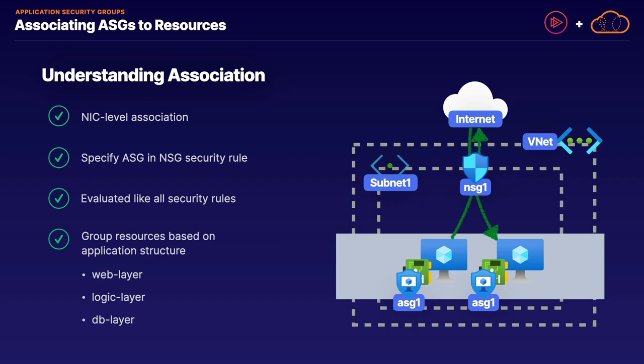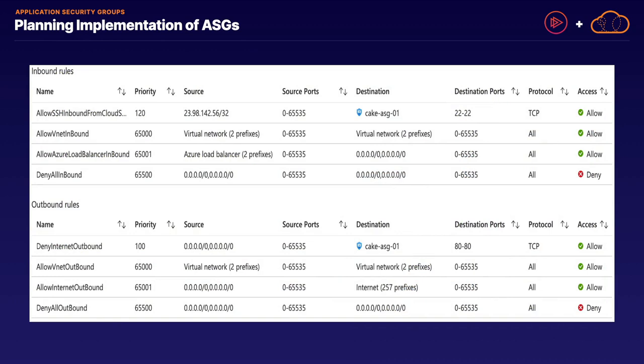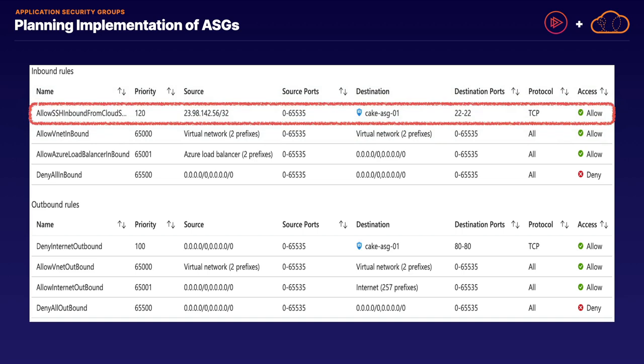So now that we have an understanding of what our application security groups are, the problem that they solve, and how they provide a logical grouping for resources at the NIC level, let's actually take a look at what using ASGs and NSG security rules looks like. Here we have our security rules table. We have our inbound rules and outbound rules, as we're familiar with. And in our inbound rules, we see we have a user-defined rule here.